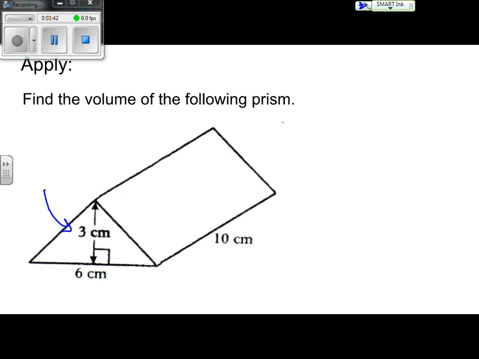Plus, if there's a special shape on a prism, that will assuredly be our base. So our base are these triangles that we have here. So I need to find the area of my base, and then I need to multiply that by the height of the pyramid.